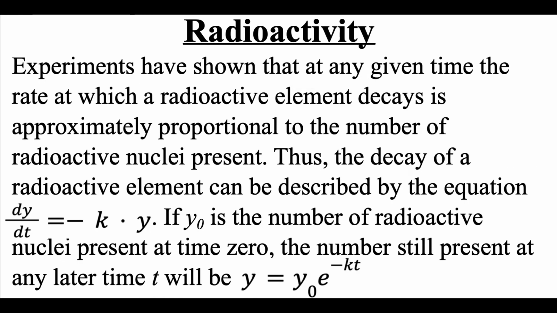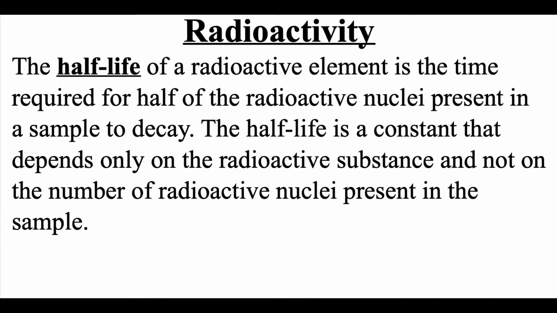Experiments have shown that at any given time, the rate at which a radioactive element decays is approximately proportional to the number of radioactive nuclei present. Thus, the decay of a radioactive element can be described by the equation dy/dt equals negative k times y. We're using negative because this is a decay example. If y sub 0 is the number of radioactive nuclei present at time 0, the number still present at any later time t can be modeled using the equation y equals y sub 0 times e raised to the negative kt.